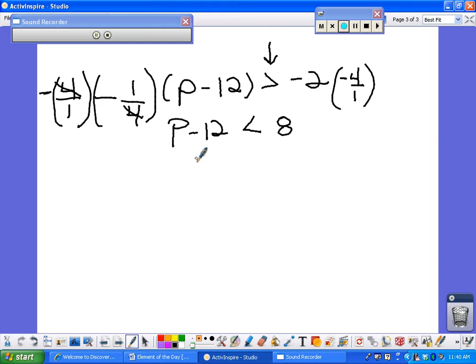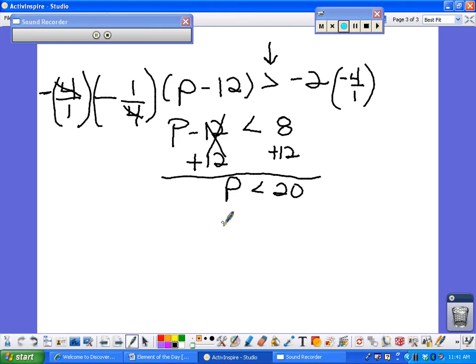Now it becomes a little more simple. All I have to do is add 12 to both sides. What I do to one side, I have to do to the other. 8 plus 12 gives me 20. Bring down my sign. That cancels, and p is less than 20. So that's very easy to graph. We could do a quick little one here. 20, put 21, and then 19. Okay, since this does not have a line underneath, I'm going to use an open circle. It's less than, so I'm going to point in this direction.